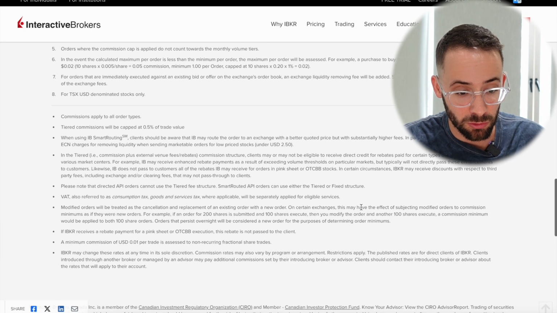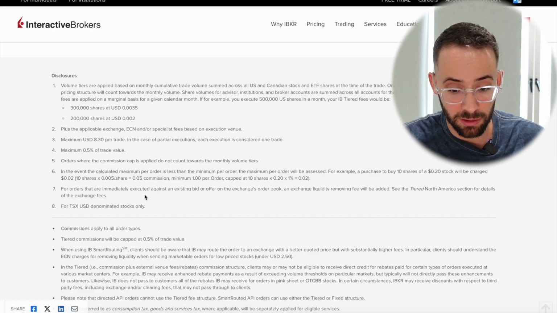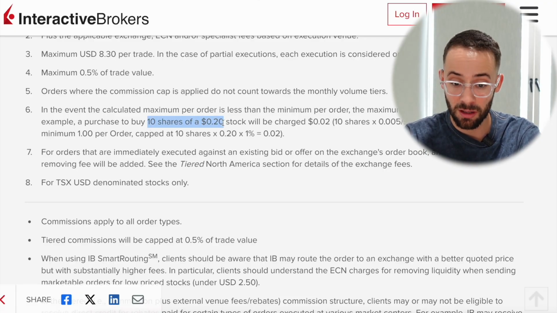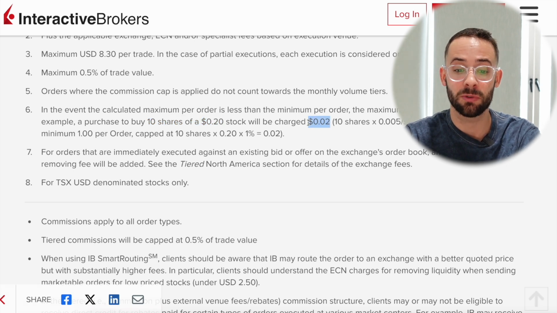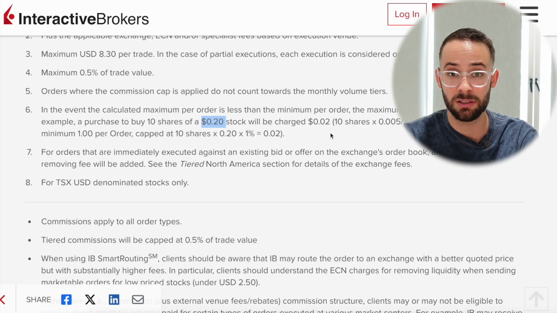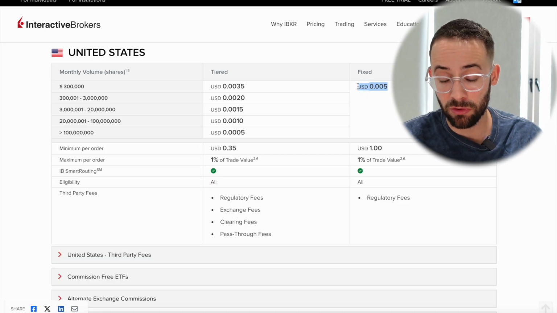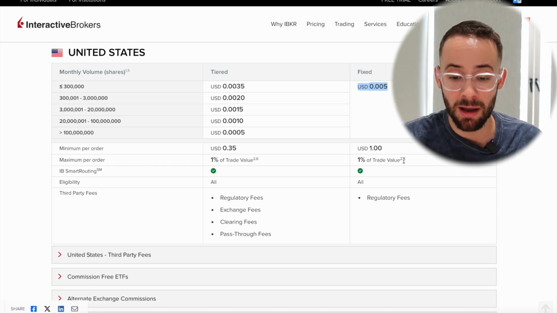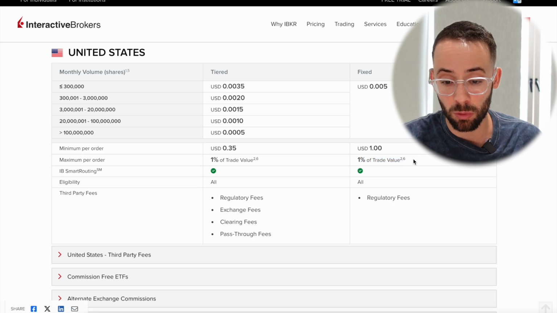So for example, if we scroll down here to the fine print, you can see that if you place an order to buy 10 shares of a 20-cent stock, you would only be charged 2 cents for that trade. So the commission rates are actually very reasonable and it's not trying to get you. Beyond that, if you're placing a really large trade, there will be a cost per share, depending on how much you're placing, up to a maximum of 1% of the total order value.